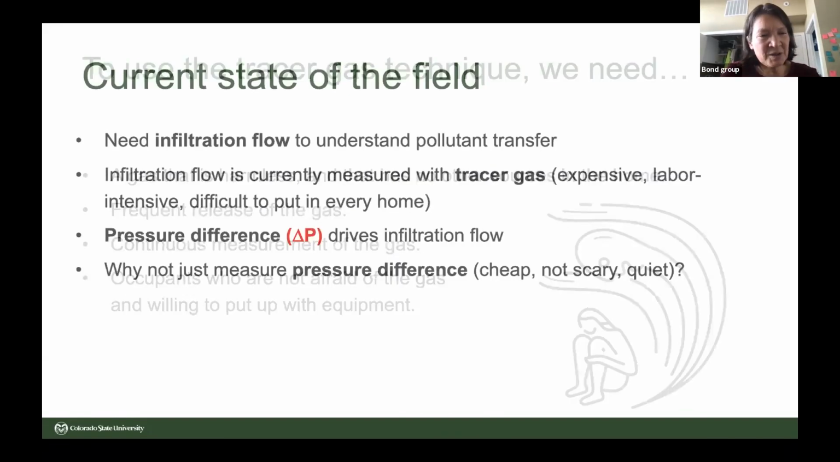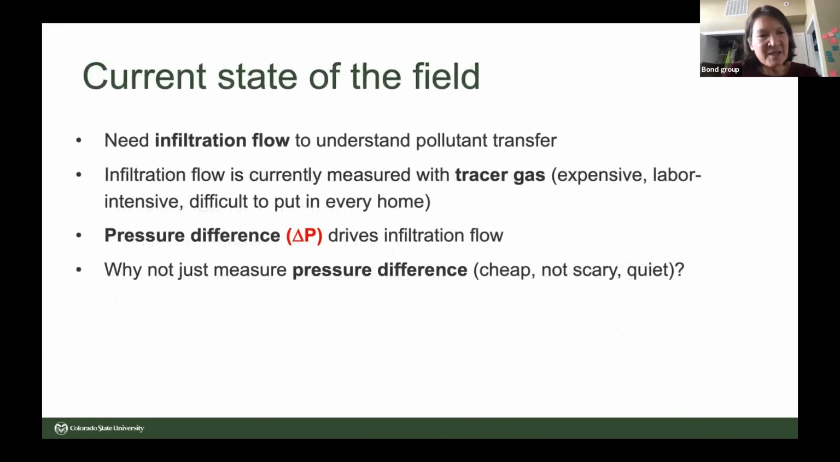So the current state of the field is that if we want to understand pollutant transfer, we need to know that infiltration flow. And that flow is currently measured with tracer gas, which is expensive, labor intensive. It's hard to put in every home. That is the kind of the state of the field. When people say I've got an air exchange rate, Dominic referred to it as more reliable. I'm not sure it's 100% reliable, but it's kind of well known, people trust it.